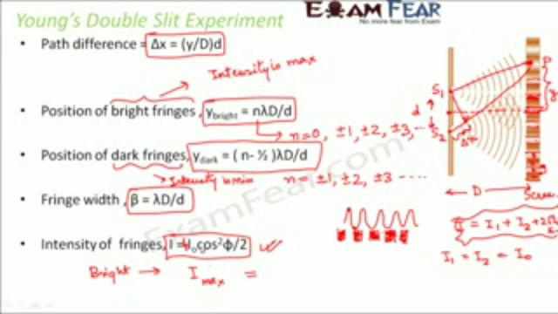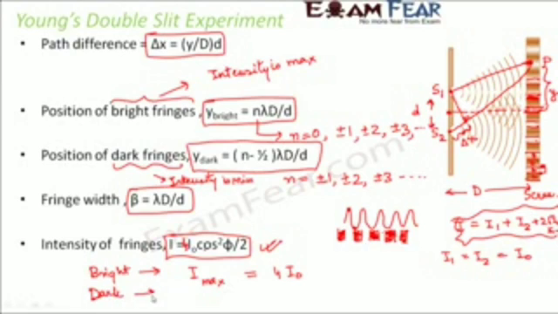Right? Now when we are looking for the maximum value of I, I will have maximum value when cos square phi by 2 is equal to 1. That means the value of maximum intensity would be 4 I0. So you can say that the intensity of the bright fringes will be equal to 4 I0.